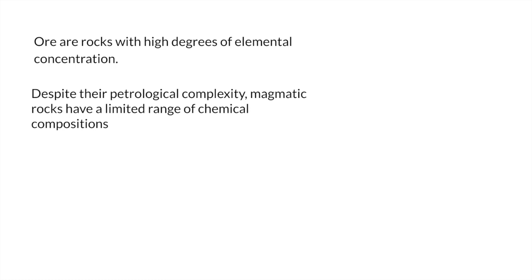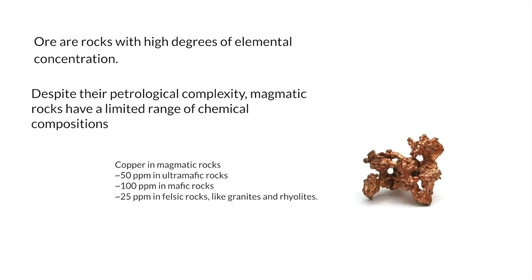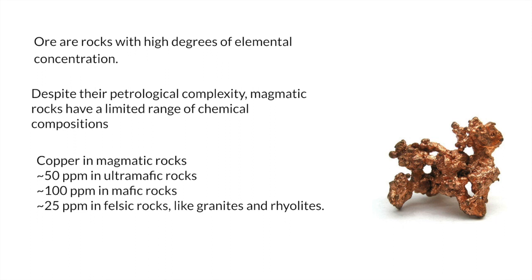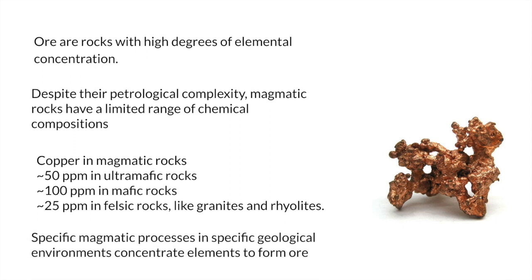For instance, the concentrations of copper in magmatic rocks range from approximately 50 ppm in ultramafic rocks through approximately 100 ppm in mafic rocks to approximately 25 ppm in felsic rocks like granites and rhyolites. The reason for this heterogeneity in concentration of elements is that not all magmatic processes concentrate elements in a similar fashion. Rather, specific magmatic processes in specific geological environments concentrate elements to form ore.